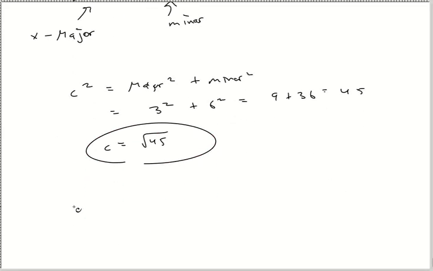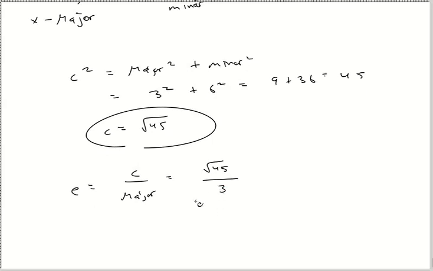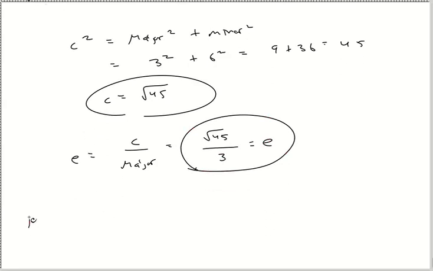That's important. Later on, we've got e is equal to c over major. And so square root of 45 over my major, which was a 3. That's good enough. So that's my e. Cool, cool. And then finally, they ask about asymptotes.